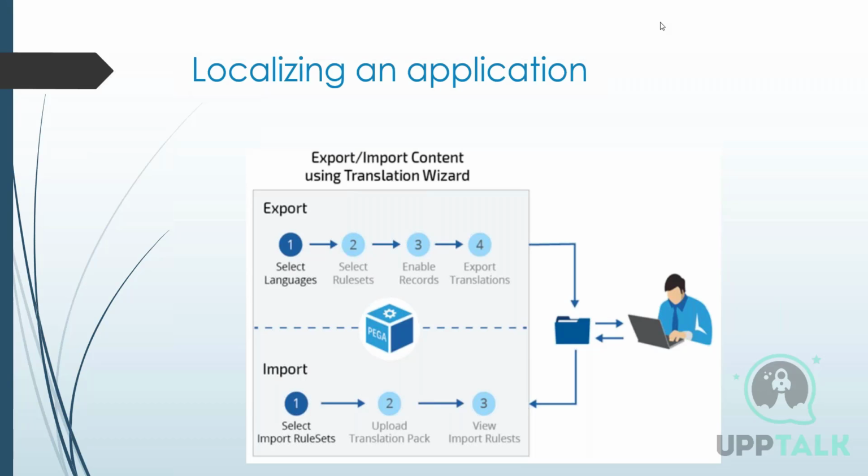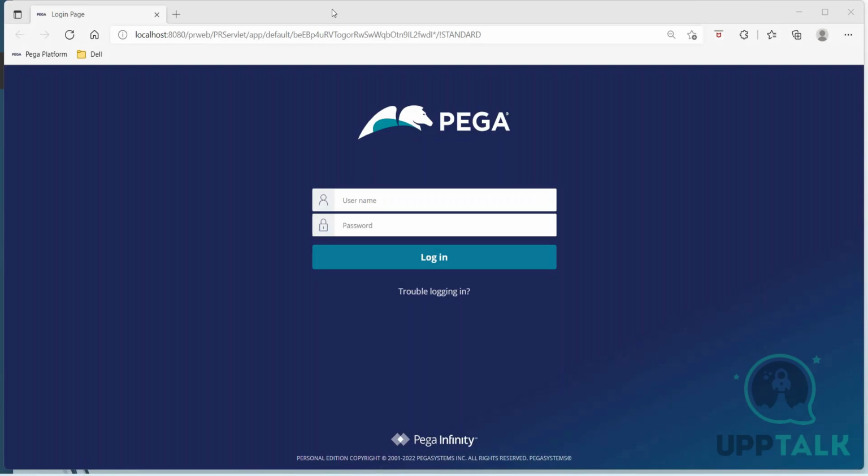Right? So for this importing part, we will import the rule sets, then the translation pack, whatever is exported. So the same thing would be imported back into the application environment. Right? So let's see this in a step-by-step process. I think we'll directly move into the dev environment. So we'll see how this is taken care.